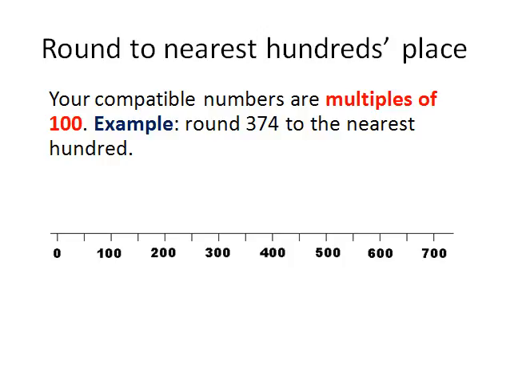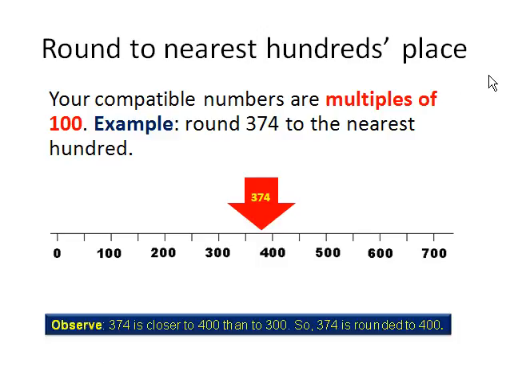Let me give you another example. Let's say they ask us to round to the nearest hundreds, and in this case they gave us 374. When they say round to the nearest hundred, you have to visualize a number line in which you're counting by hundreds. I want to know where 374 is, and there's the red arrow. You can see that it's in between 300 and 400. So if I ask you, is 374 closer to 300 or to 400? Based on what we can see, 374 is closer to 400. For that reason, we're going to round 374 to 400 instead of 300.